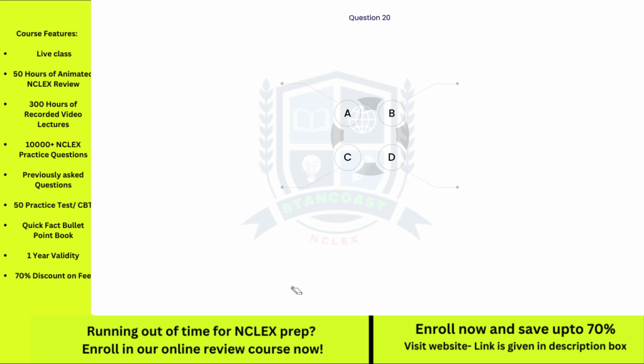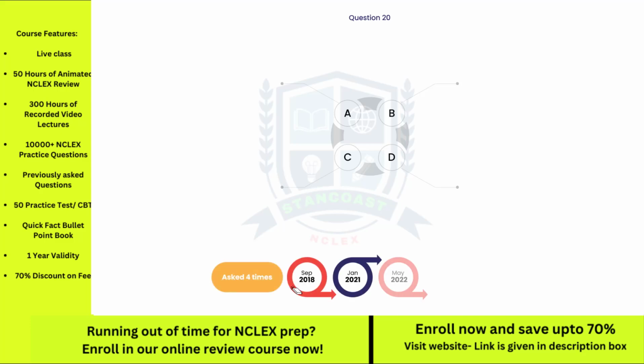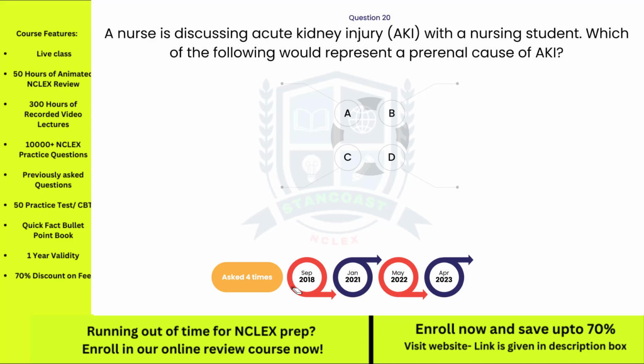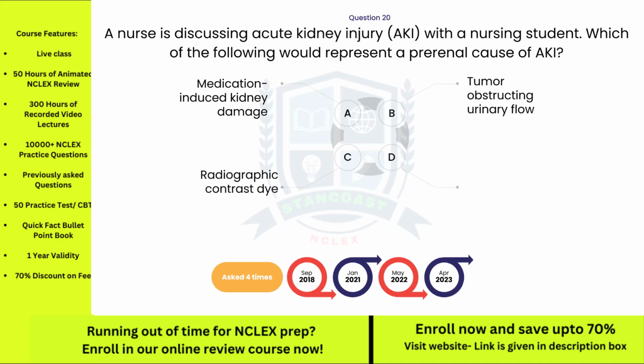This AKI-related question has been asked 6 times over the last 5 years, so there's a strong chance it will come up in the exam. A nurse is discussing acute kidney injury, AKI, with a nursing student. Which of the following would represent a prerenal cause of AKI? A. Medication-induced kidney damage. B. Tumor obstructing urinary flow. C. Radiographic contrast dye. D. Significant loss of body fluids.